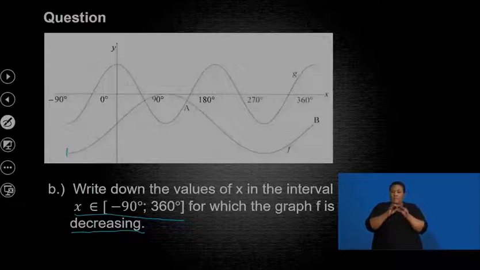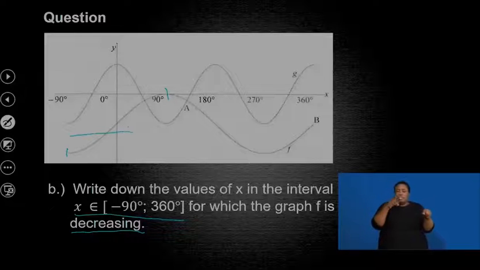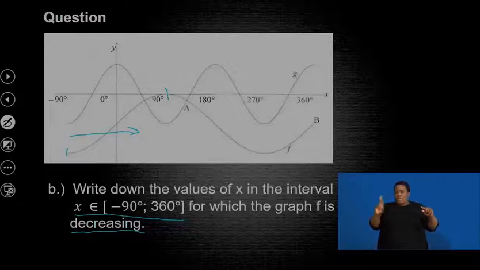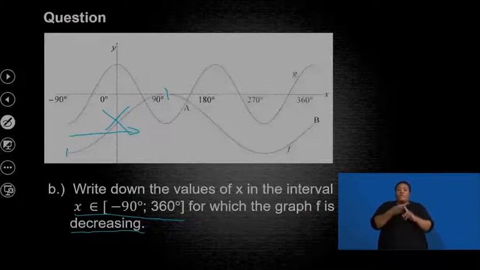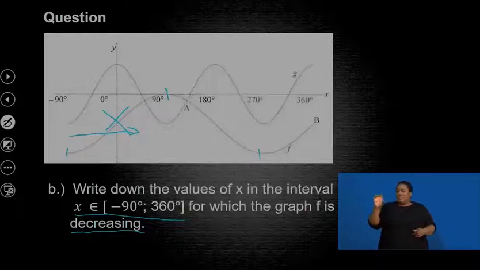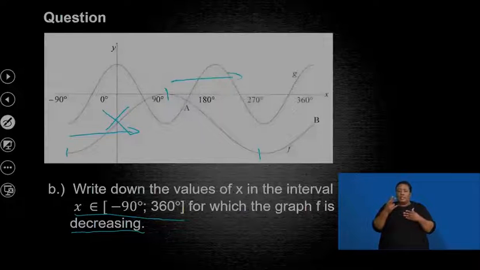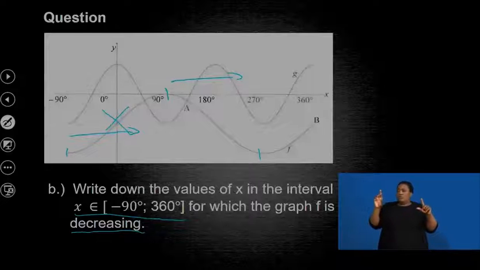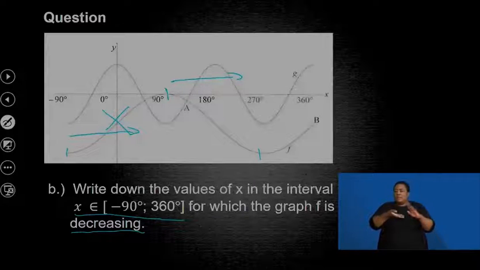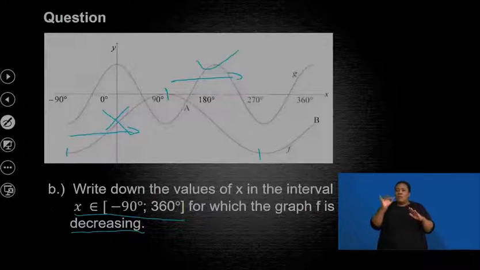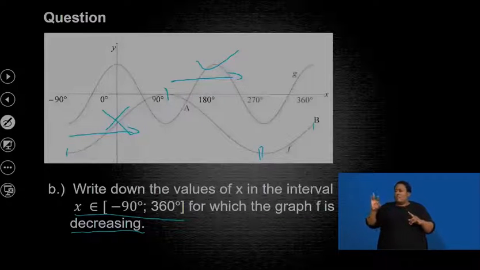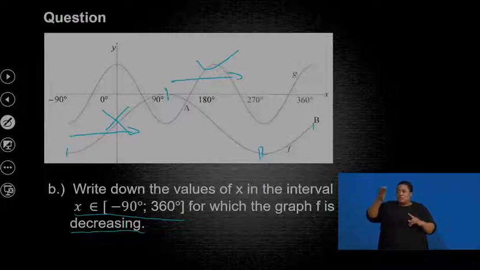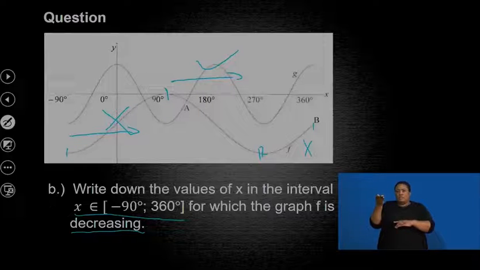Now from this point to that point, you can see that moving from left to right, the x values are increasing, but the y values are also increasing. So this section does not hold. From 90 up until 270 there, you can see that moving from left to right, the x values are increasing and the y values are decreasing. So this section will hold for us. And then lastly, from 270 up until 360, as the x values are increasing, the y values are also increasing. So that does not hold.